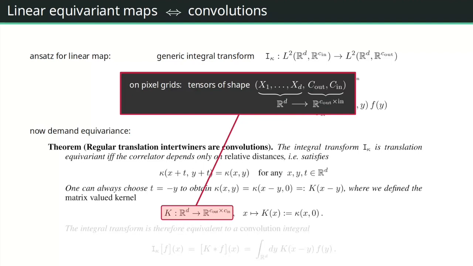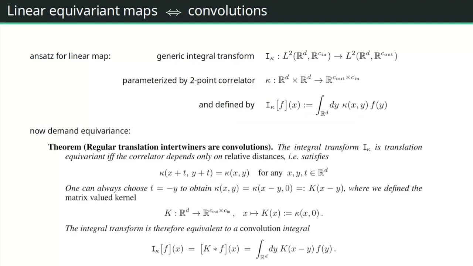And if you think about it, I claim that this is a convolution kernel. Maybe it looks different from what you know from implementations. But if you have an implementation of a kernel, usually it's a tensor which has a shape x1 to xd, and then the last two axes are c out and c in. And as you see, this is in the continuum something like a map from R^d to c out times c in matrices. So it actually corresponds directly to what you know from PyTorch or TensorFlow.